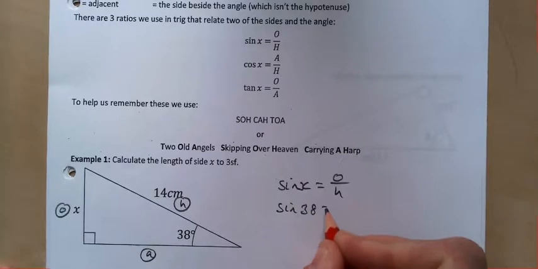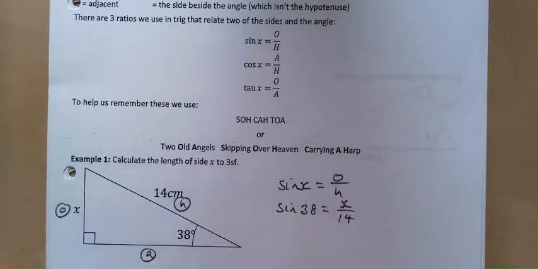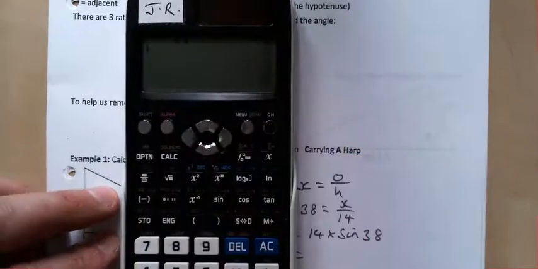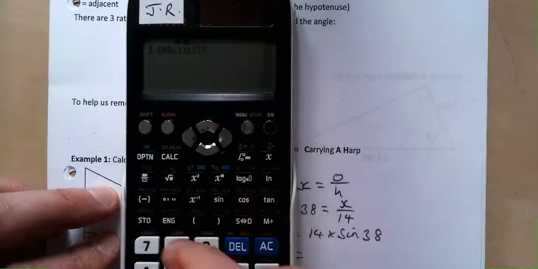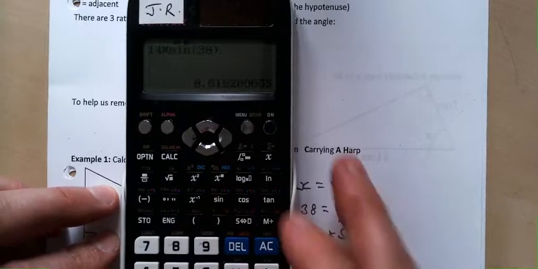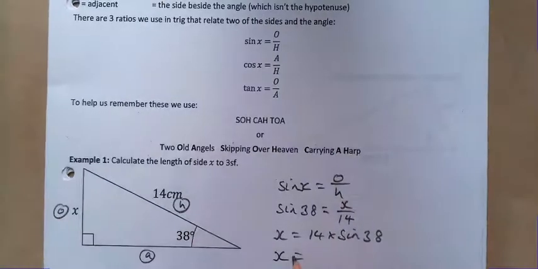Sin 38 equals x over 14. Multiplying both sides by 14, I'm going to get x equals 14 times sin 38. Let's see what our calculator says. 14 multiplied by sin 38, and we get 8.62 centimeters.